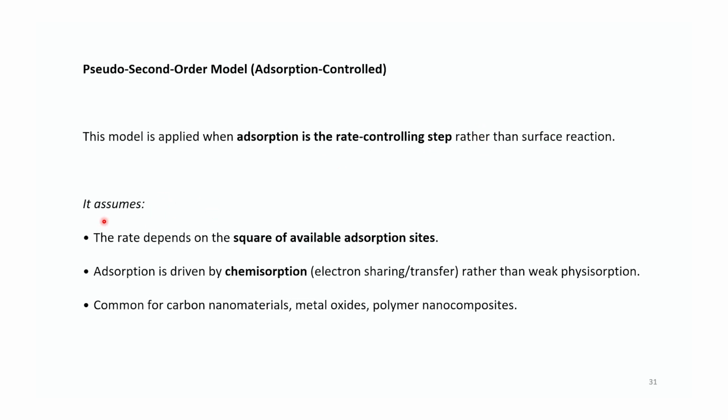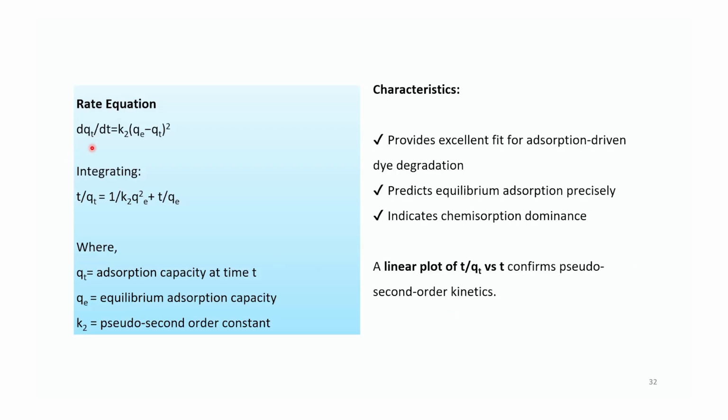So this assumes that the rate depends on the square of available adsorption sites, and adsorption is driven by chemisorption, which is electron sharing or transfer, rather than weak physisorption. So here adsorption is driven by the chemisorption process. This is common for carbon nanomaterials, metal oxides, and polymer nanocomposites. That's the rate equation: dQt/dt = K2 (Qe - Qt)^2. So integrating that, you get this, where Qt is the adsorption capacity at time t, Qe is the equilibrium adsorption capacity, and K2 is the pseudo second order constant.